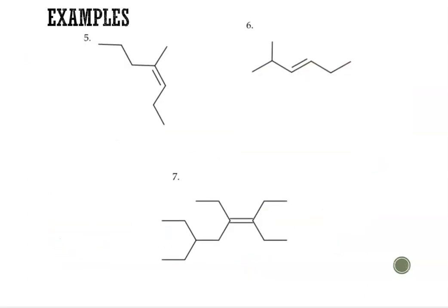Okay. All right. So now let's look at some examples. If we look here, we have 1, 2, 3, 4, 5, 6, 7. If we go this way, 1, 2, 3, 4, this would be the fourth carbon, and this is the third carbon, so I'm going to go 1, 2, 3 in this direction, 1, 2, 3, 4, 5, 6.